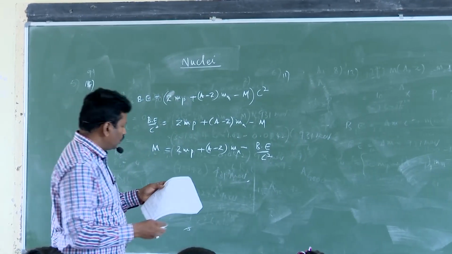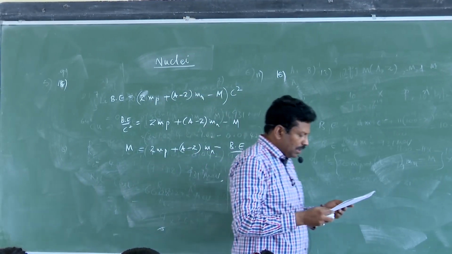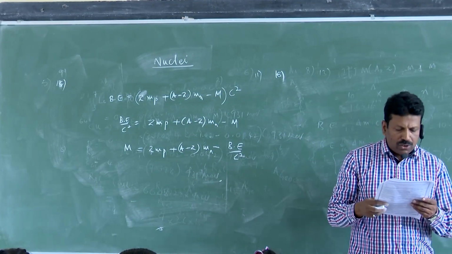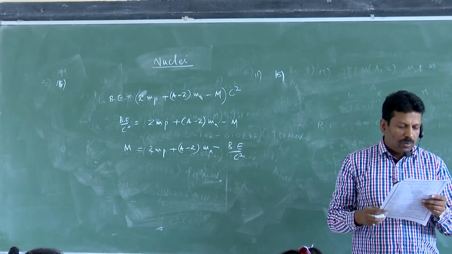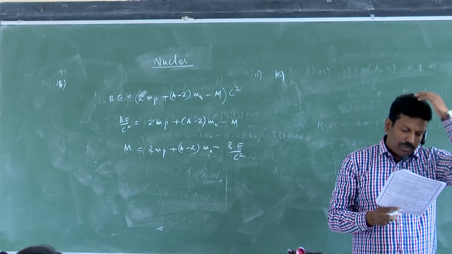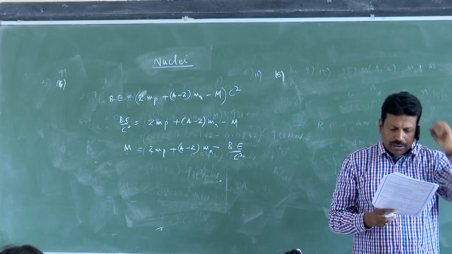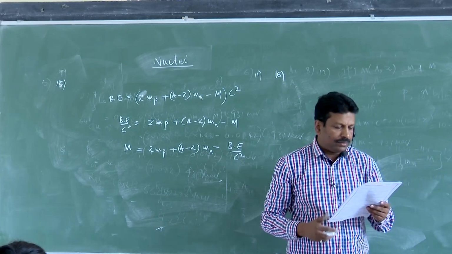Next, 16th question. The mass of proton is 1.0073. I think now we got it here. The mass of proton is 1.0073 atomic mass unit, and that of neutron is 1.0087 atomic mass unit. The binding energy of helium is given by.